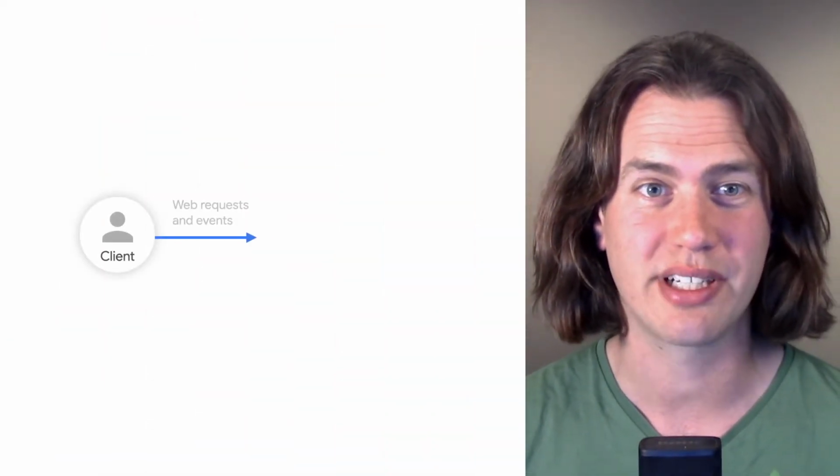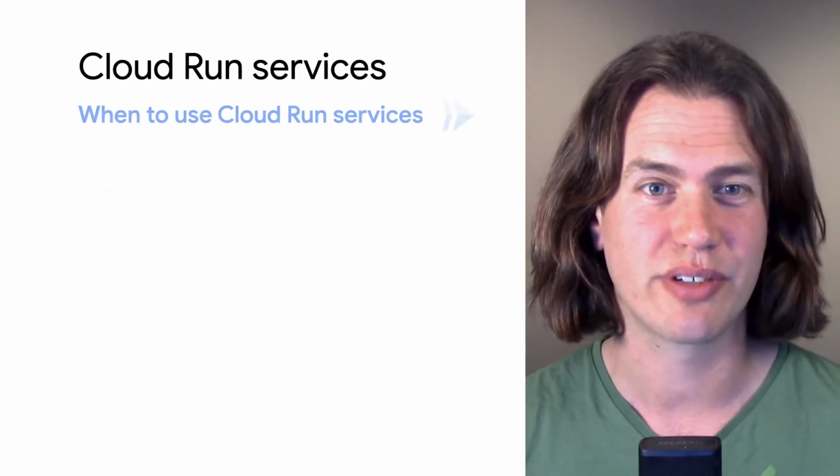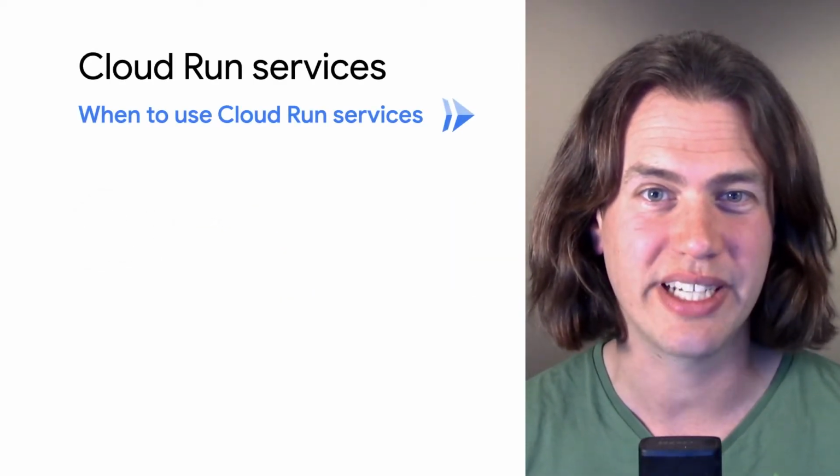Previously, I mentioned the two ways to run your code in Cloud Run: services and jobs. Now I will get more in depth, starting with Cloud Run services. A service is used for running code that responds to web requests or events. And here are a few concrete examples of workloads that run great on Cloud Run using a service.